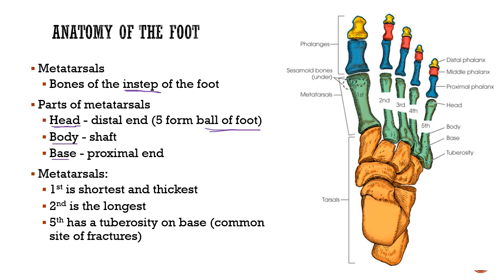The first metatarsal is the shortest of the 5. The second is the longest. And the 5th has a tuberosity, which is a common site of fractures called the Jones fracture.